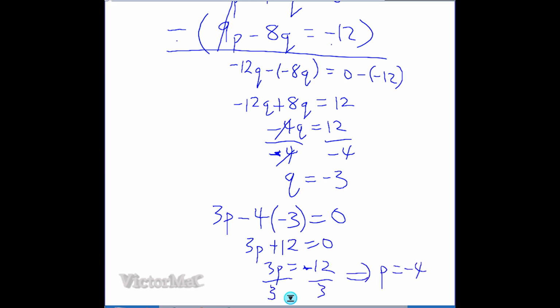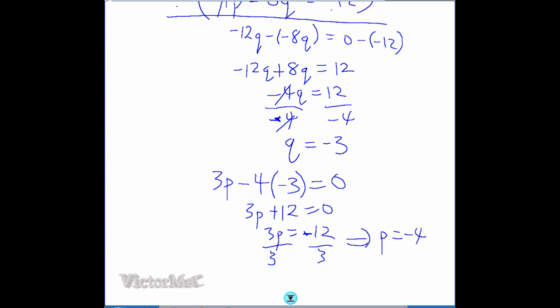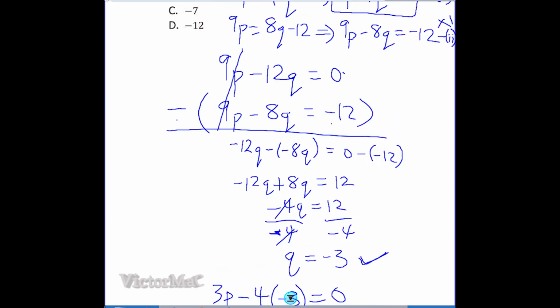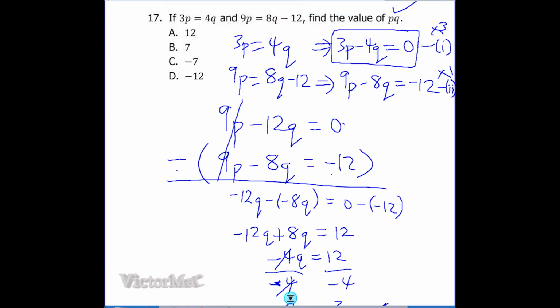And by the question, we're to find pq. q is minus 3 and p is minus 4. So p times q is minus 4 times minus 3. And we multiply, the answer is 12. And that leads us to option A as the correct answer.